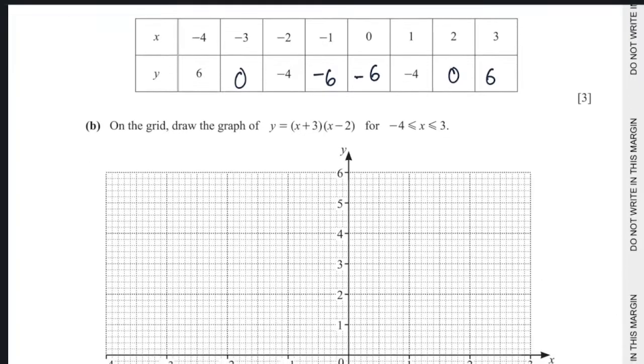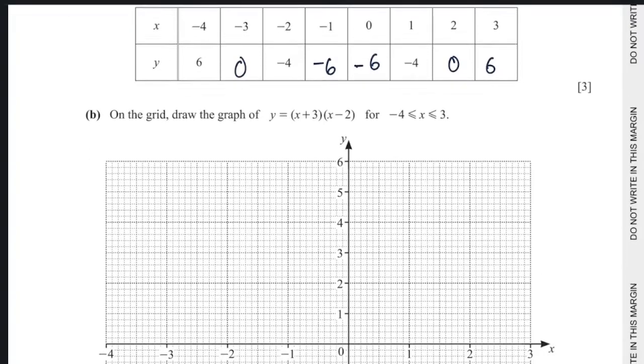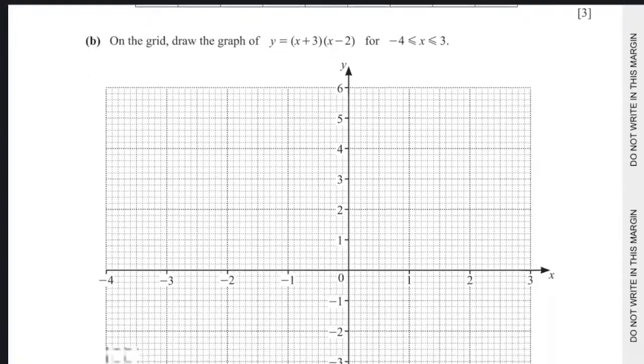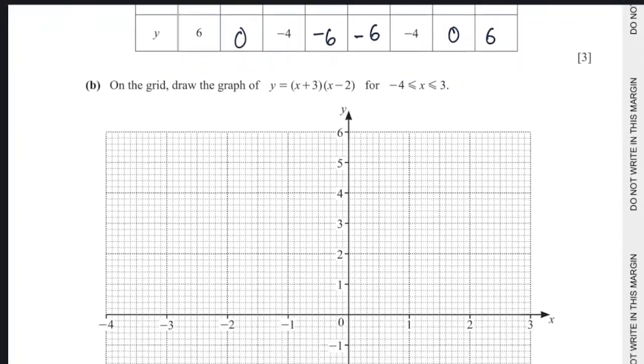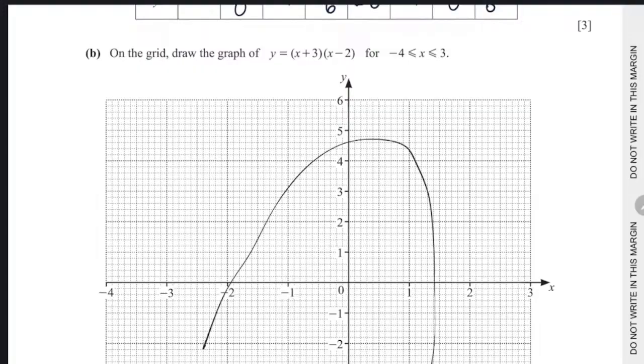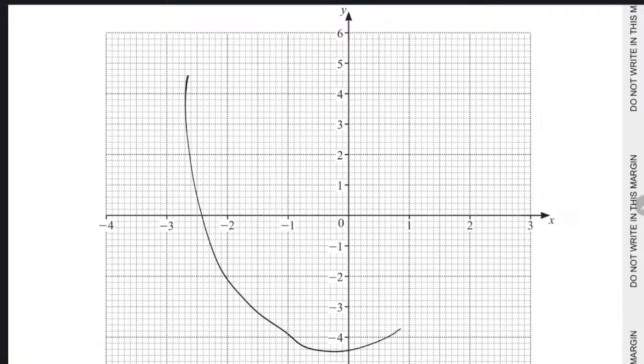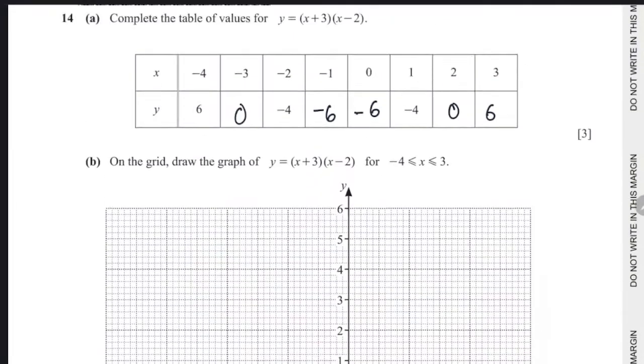Now you can sketch all these points, then you join them nicely, okay? If you see them going up and down like this, it's a curve. If you see them going down then up, you join them with a curve. You understand? Good.